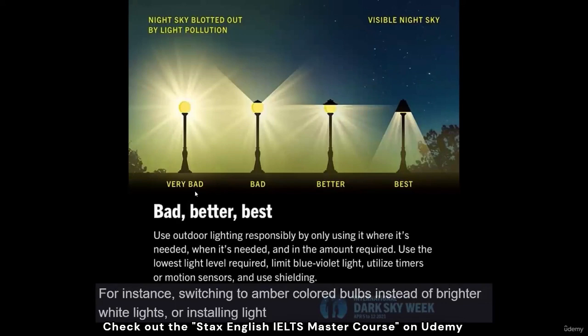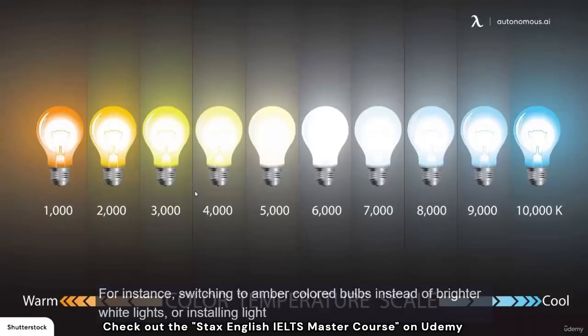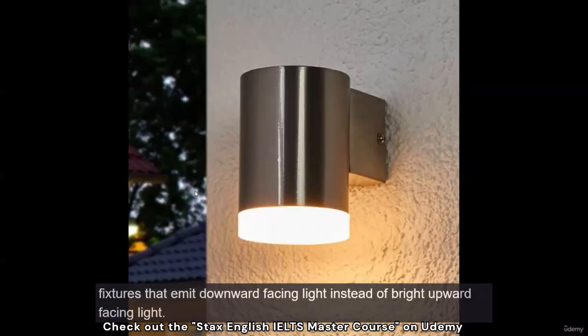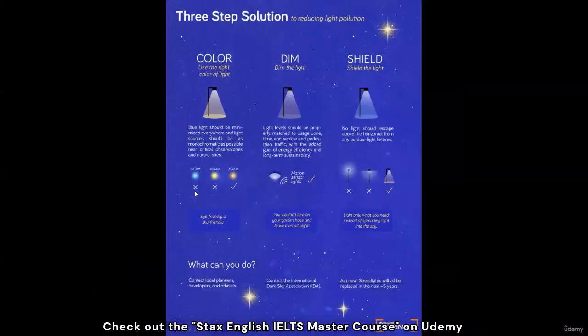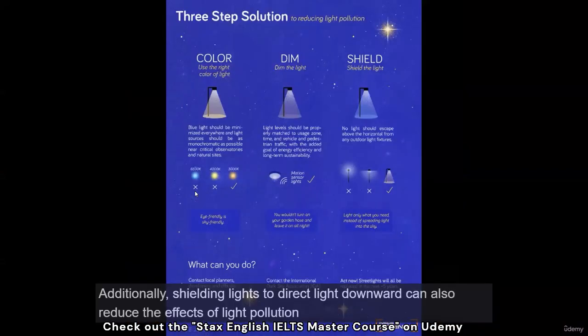For instance, switching to amber-coloured bulbs instead of brighter white lights, or installing light fixtures that emit downward-facing light instead of bright upward-facing light. Additionally, shielding lights to direct light downward can also reduce the effects of light pollution.